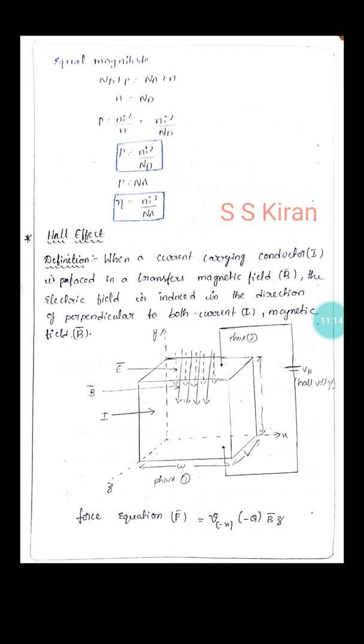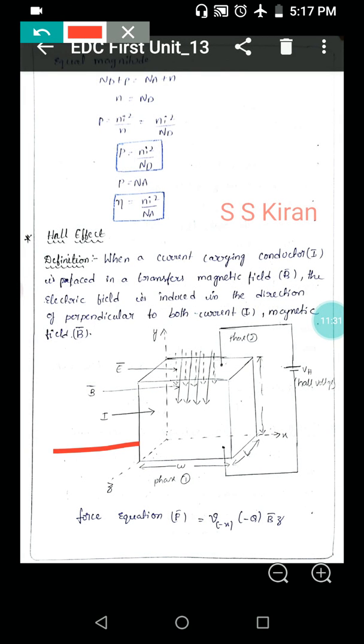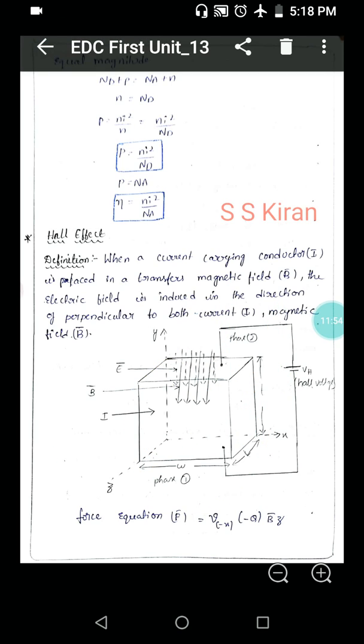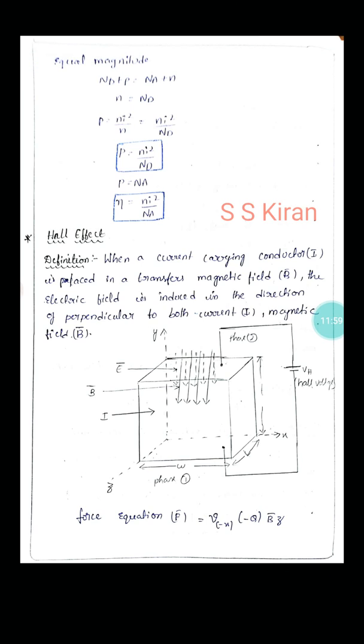I think you can understand it very easily. In the Hall effect, the current carrying conductor is placed in the magnetic field. Now an electric field is induced here. How is the electric field induced? In the direction perpendicular to both the current and the magnetic field. This is the definition of the Hall effect, and this is the diagrammatic representation. You can also draw it in examinations. Very important: when a current carrying conductor is placed in a transverse magnetic field B bar, the electric field is induced in the direction perpendicular to both current and magnetic field.